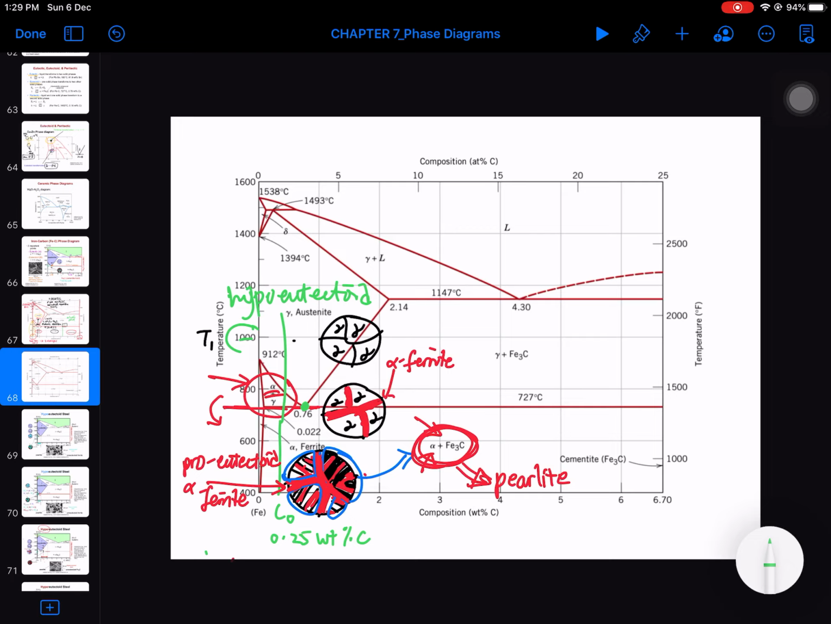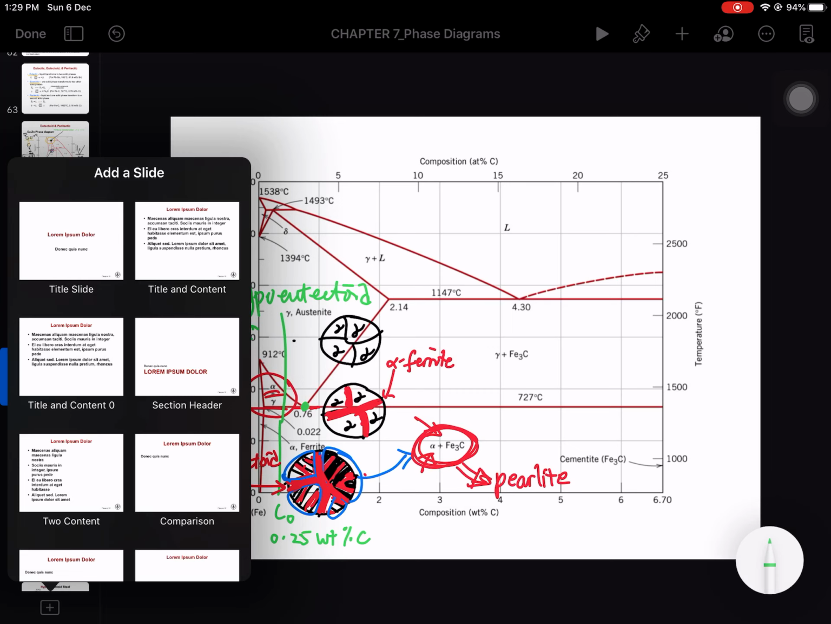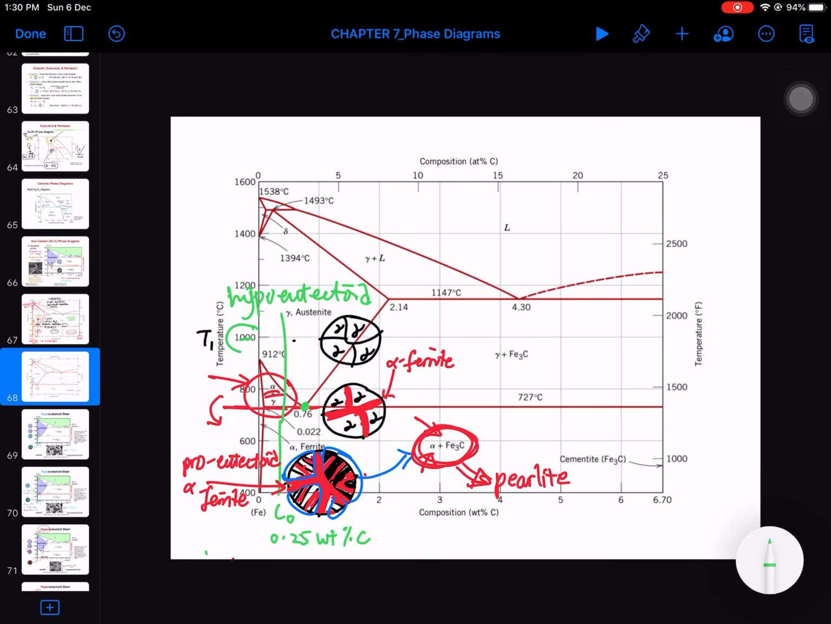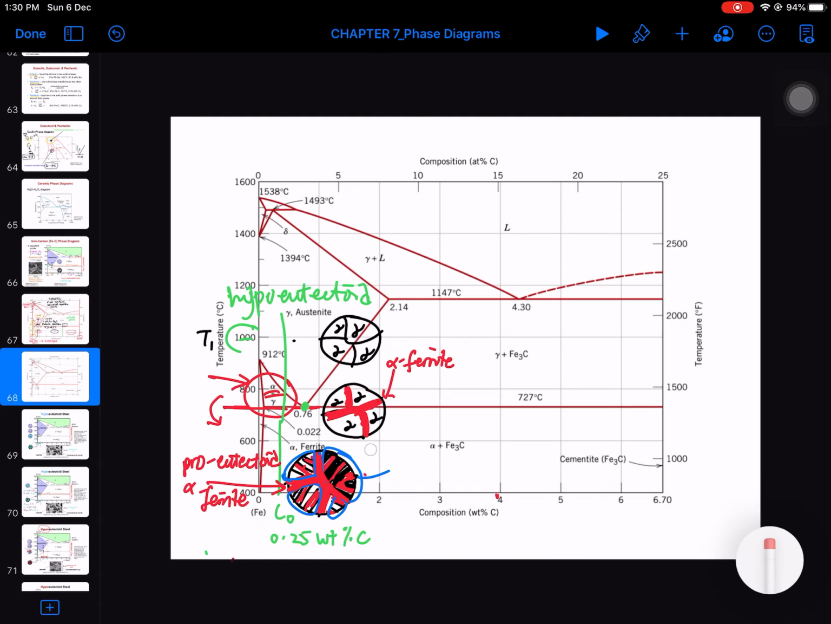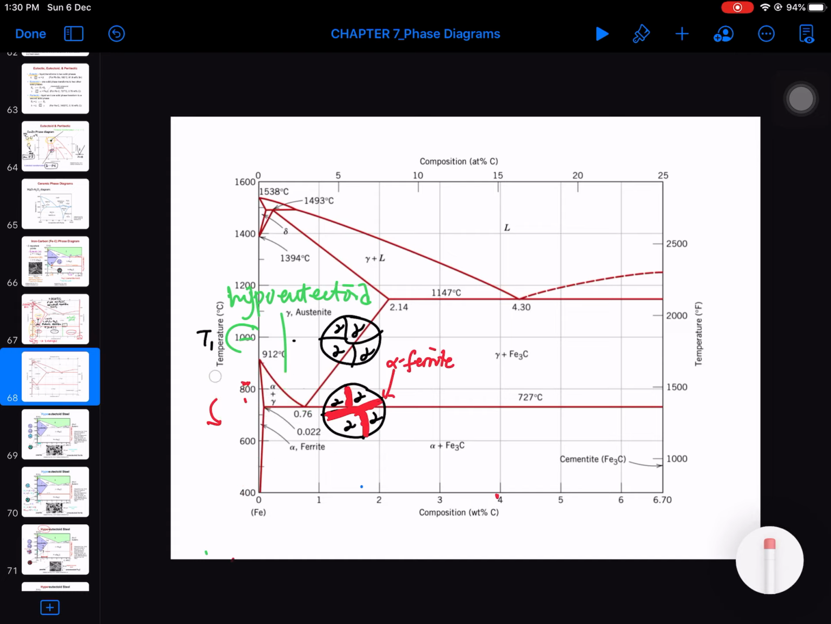Any composition, as long as it crosses the austenite, alpha plus austenite, and alpha plus cementite regions, has the same microstructural development. Now let's have a look at an example for a hypoeutectoid composition. Let me just rub this off so you won't get confused. Let me quickly do this.